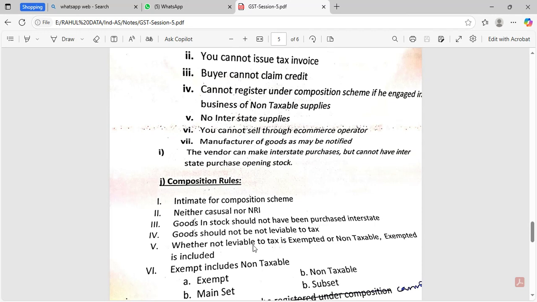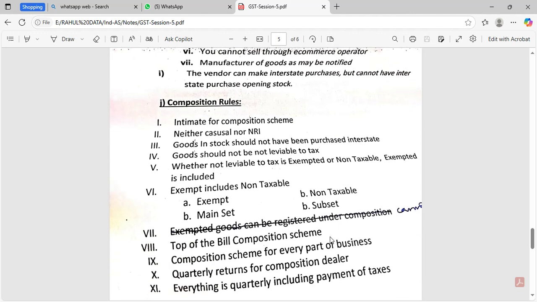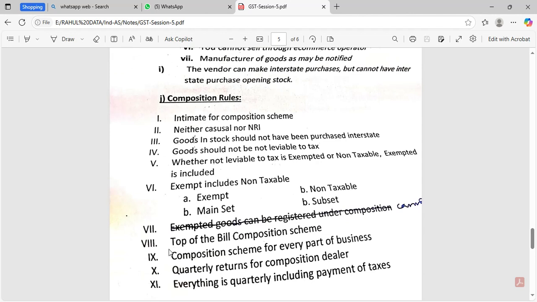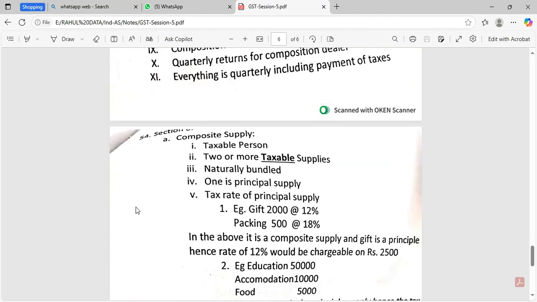Whether or not leviable to tax, is exempted or non-taxable. Exempted is included. Exempt includes non-taxable. Exempt is the main set, non-taxable the subset. At the top of the bill, composition scheme is to be mentioned. Composition scheme for every part of business. Quarterly returns for the composition dealer. Everything is quarterly, including payment of taxes.